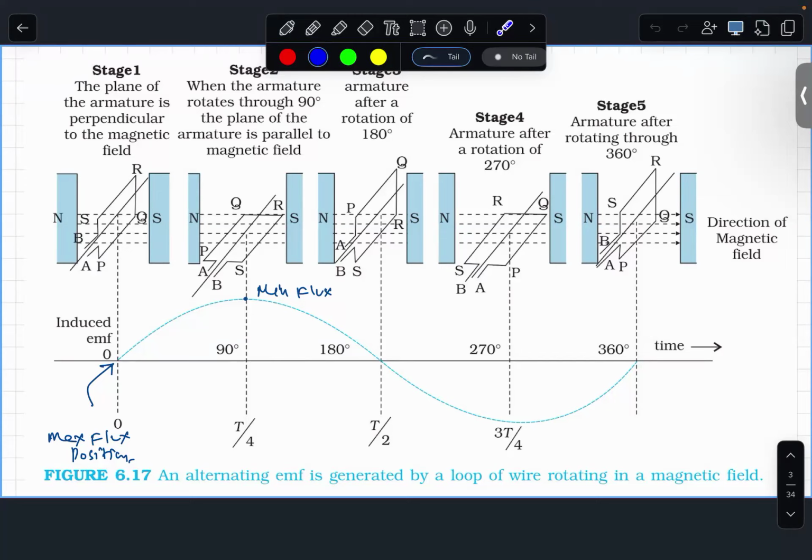Sure. Omega is the same as the omega of rotation of the armature.